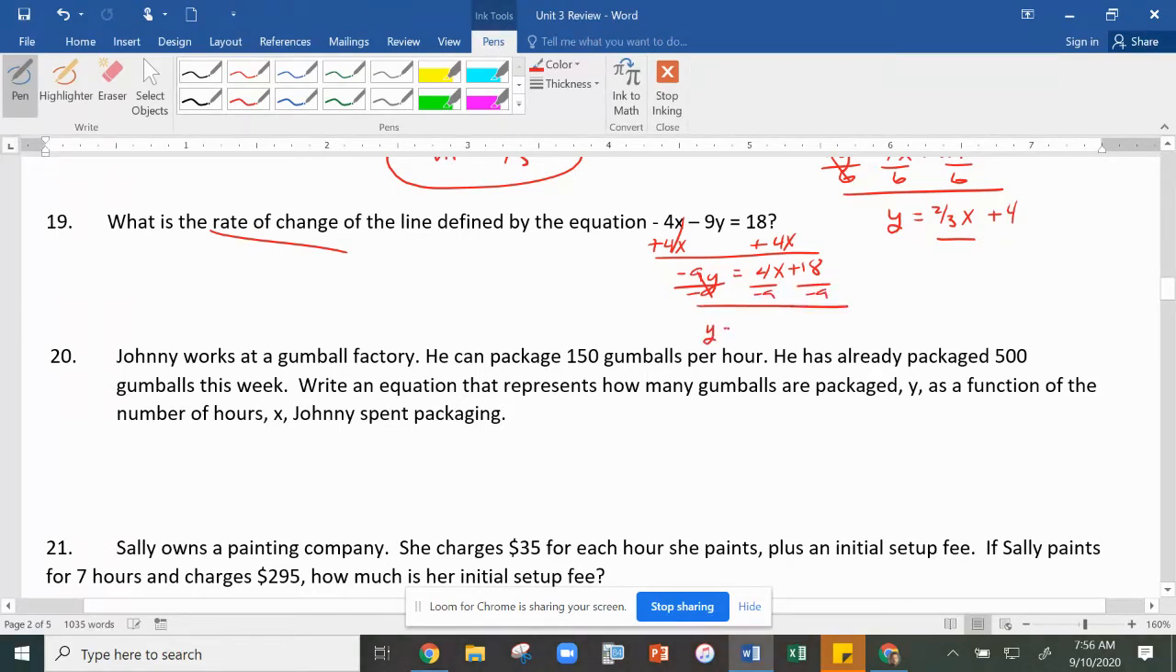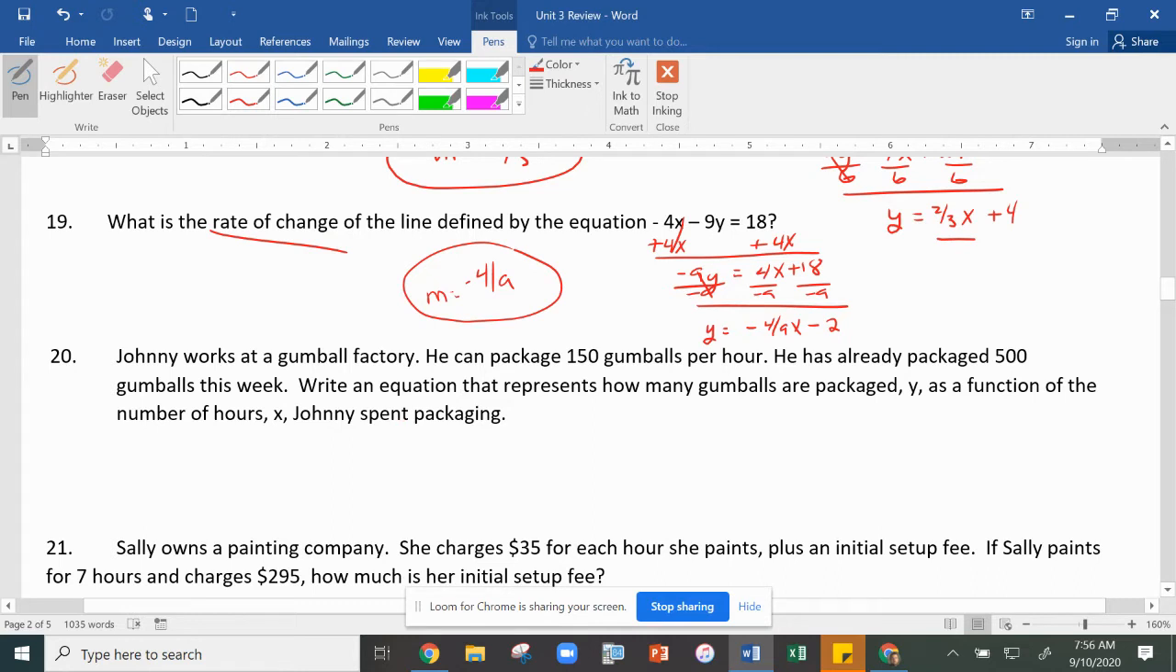And so we get y is equal to -4/9x minus 2, right? 18 divided by -9. Use your calculator. That's simple math so you don't make mistakes. And so my rate of change in this case would be -4/9.